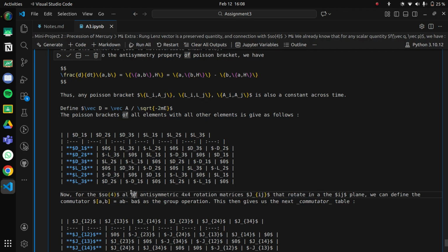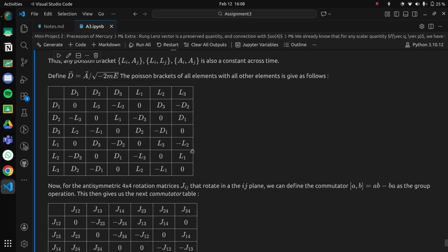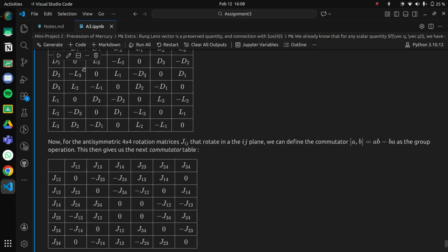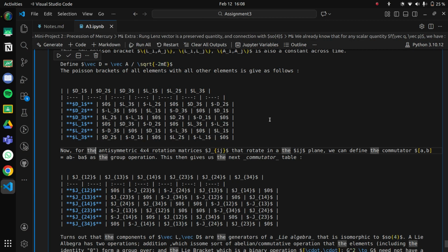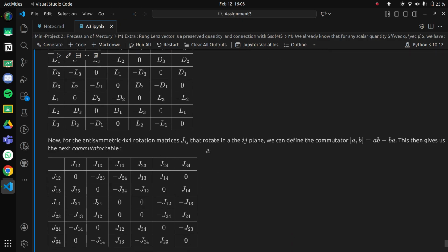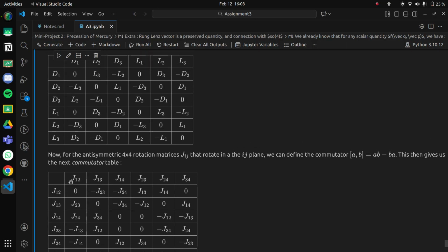Now, for the antisymmetric 4x4 rotation matrices that rotate in the ij plane, we can define the commutator of A and B as AB minus BA. Okay, this is once again not what we want to do. Just have this thing. Then this gives us the next commutator table, similar to the commutator table over here. So you can see this thing is 0. This thing is supposed to be negative over there, but then that's not negative. That's fine, not a big deal.